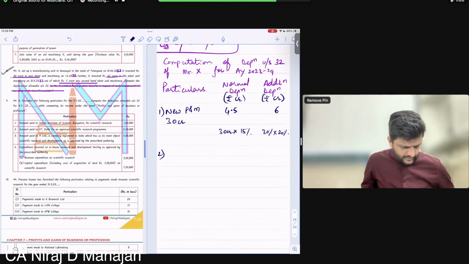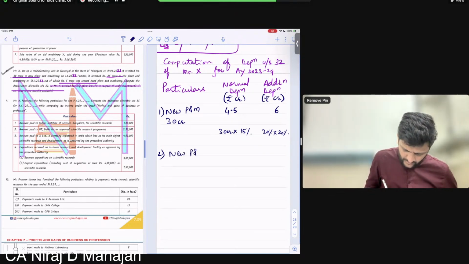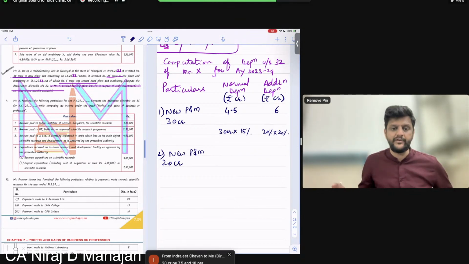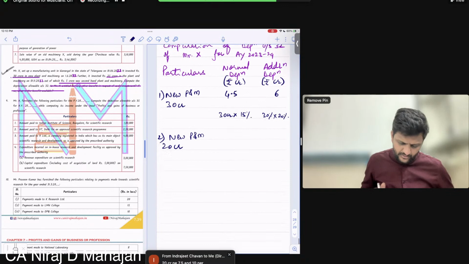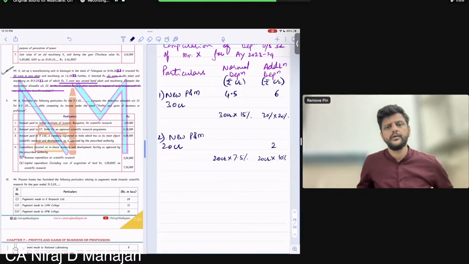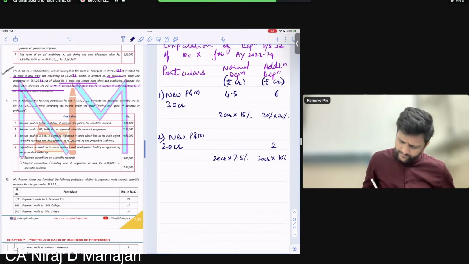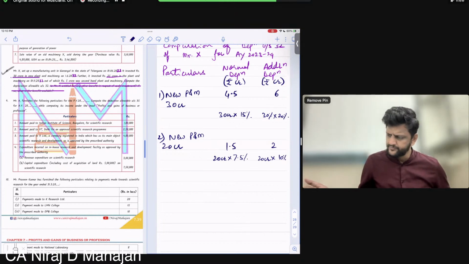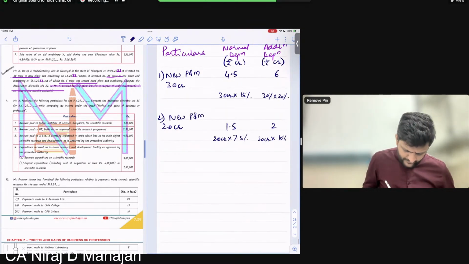Second plant and machinery, 25 crores, out of which 5 crore was second hand. So new is how much? 20 crore, out of 25. But it is put to use for less than 180 days, therefore half depreciation. So this 15%, half is 7.5%, 1.5 crore. Done. And third, second hand.